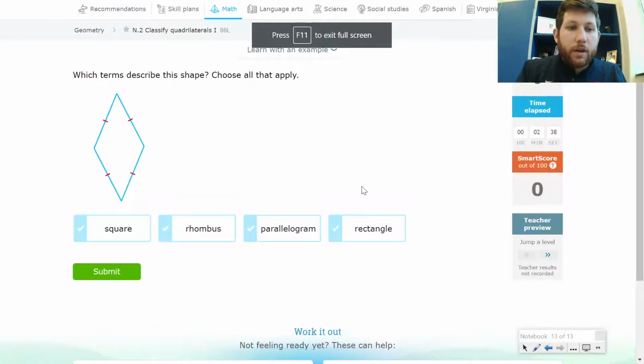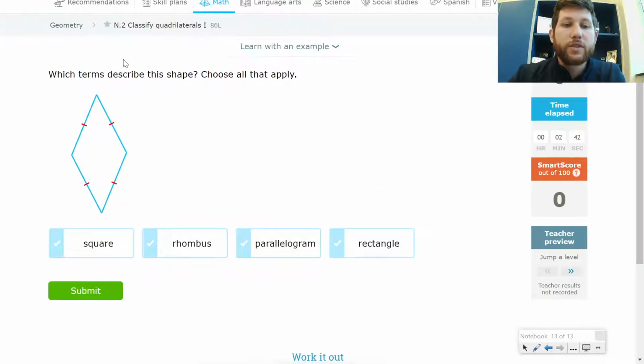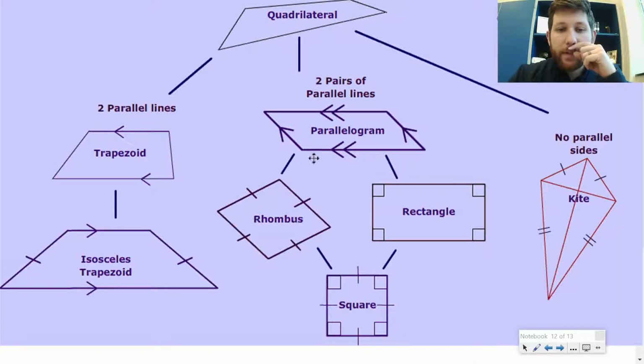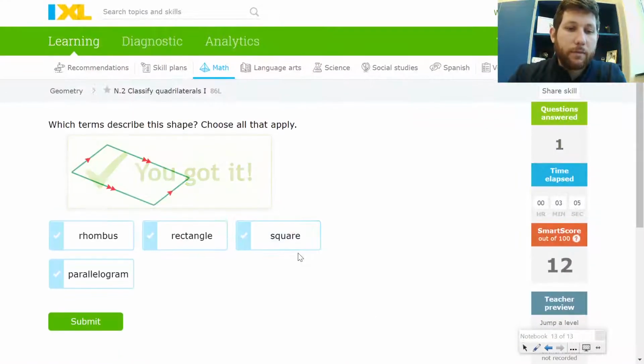Let's take a look. Zoom in here a little bit. Which terms describe this shape? Choose all that apply. So what do I see? I see all equal sides, so that would be a rhombus. And if I think about my shapes, a rhombus is also a parallelogram, right? If I go back here, my rhombus is a parallelogram and a quadrilateral. Now they don't give me a quadrilateral option, but that's okay. So I'm just going to say those two, and we're going to move on from there.